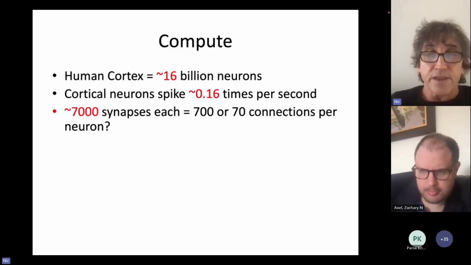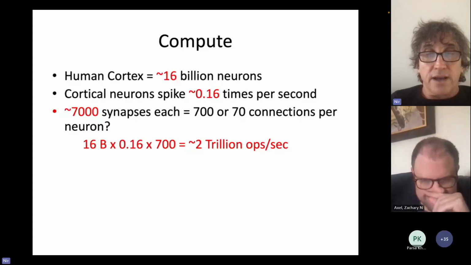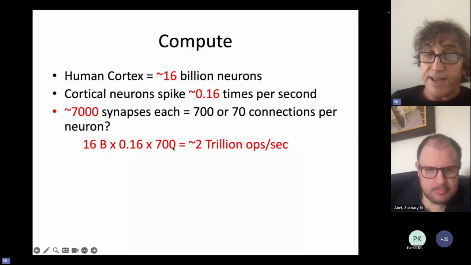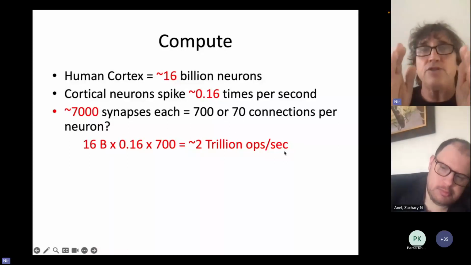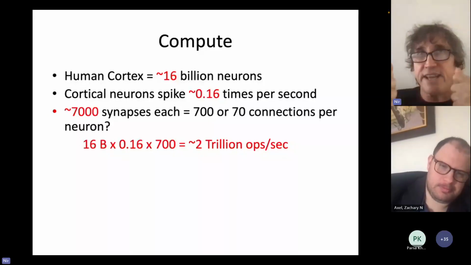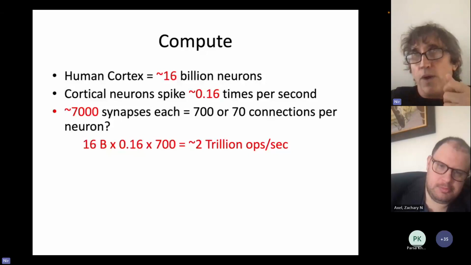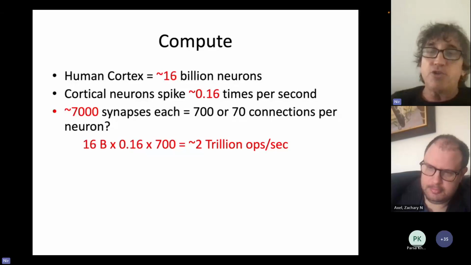Let's say it's 700. So 16 billion neurons, each fires 0.16 times per second, times 700 connections is about 2 trillion operations per second. So if I think about a brain in the same terms that I think about neural networks, where I have a weight and I multiply it and I get a result, then I have about 2 trillion operations per second happening in our brain.